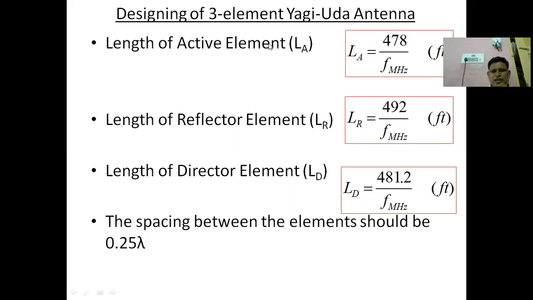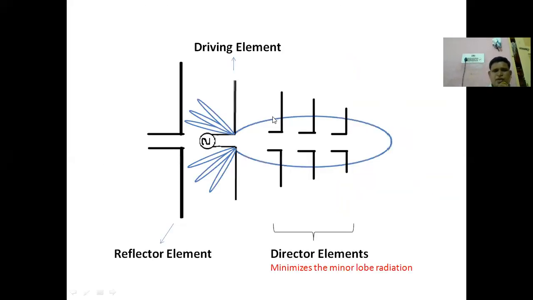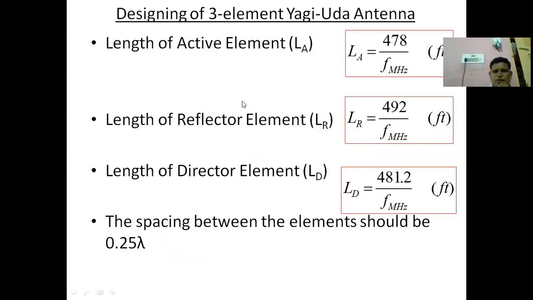The active element is the folded dipole antenna. Based on our requirement and the frequency we are using, the length will vary. Similarly, the length of the reflector element. This is the reflector element, and this is the driving element. They are not uniform. The length of the reflector is more compared to the driving element, and compared to these directors, the length of the driving element is more. It forms something like a triangle. This is the shape of the Yagi-Uda antenna.